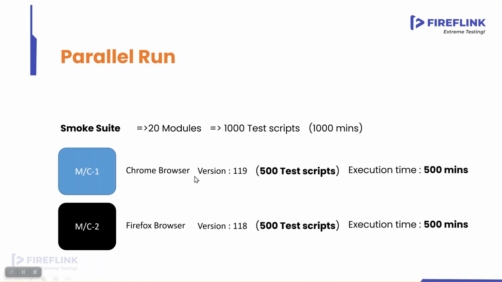How come? Because they are executing parallelly. My first machine will execute the 500 scripts assigned to it, and my second machine will execute the 500 scripts assigned to it in the Firefox browser. So here the total time in the compatibility testing is reduced to 500 minutes, right? We are reducing the time involved in compatibility testing from 2000 minutes to 500 minutes, right? This is called a parallel run, where we can distribute the test cases between different machines. 1000 scripts are there, but I have distributed them as 500 and 500, right?